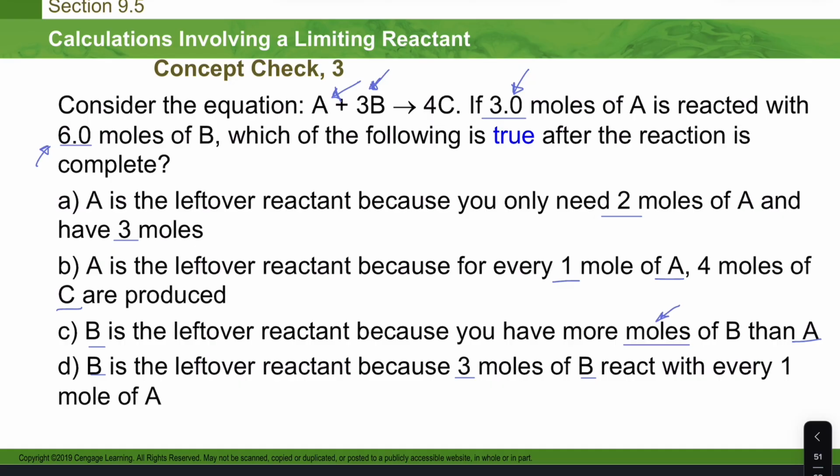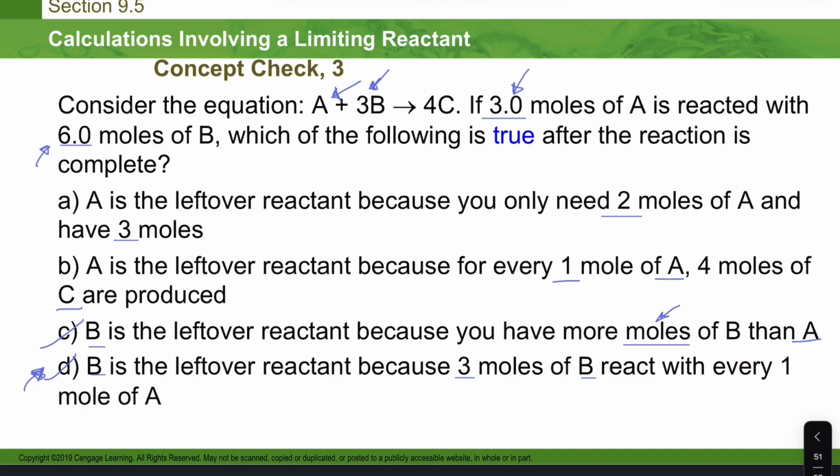Now, that's going to leave over a mole of A. So I don't think that this is going to be the answer either, because I think the leftover reactant is going to be A. A is the leftover reactant, so we can cross out these because B is not our leftover reactant. Now we have to choose between these two.